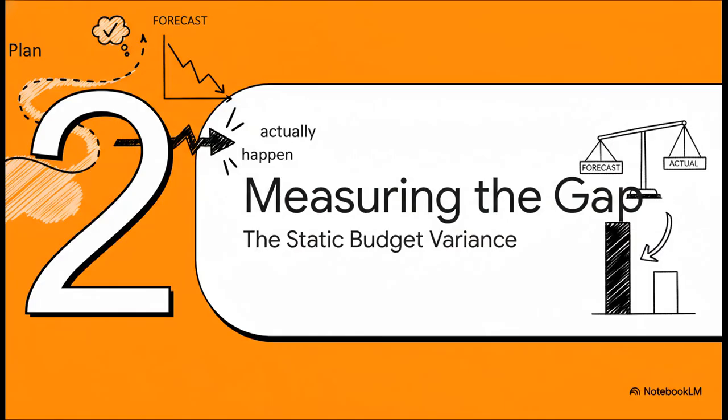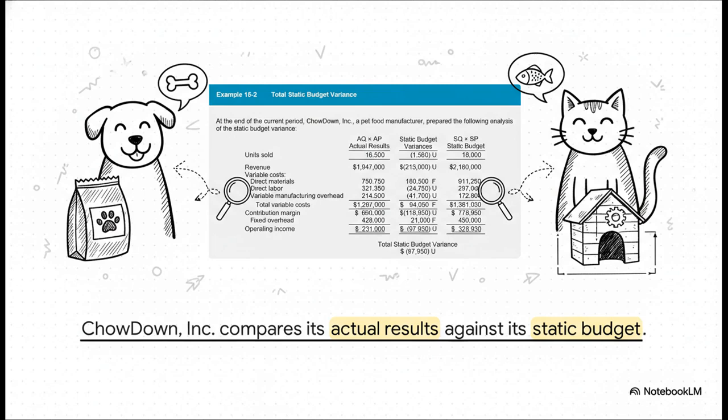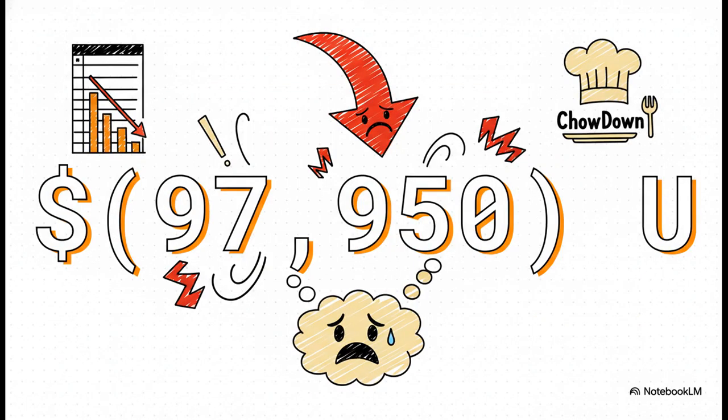But what happens when reality decides to do something completely different from the plan? Let's take a look at how we measure that gap between the forecast and what actually went down. So let's look at this example from a pet food company called Chowdown Inc. On the left, you've got their actual results for the period. And over on the right, you see that static budget they made way back at the beginning. The difference between those two columns gives us what's called the total static budget variance. For Chowdown, it's an unfavorable variance of almost $98,000.